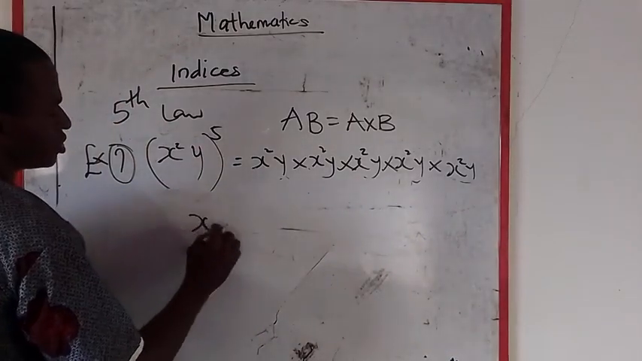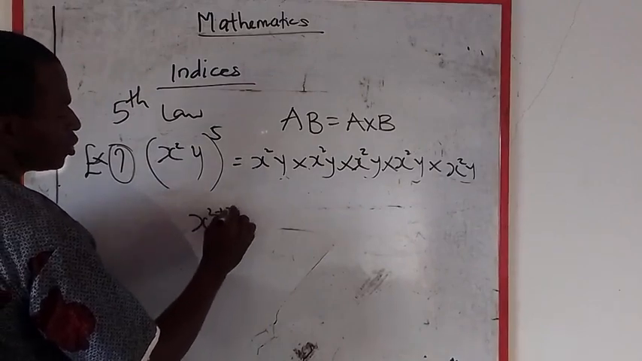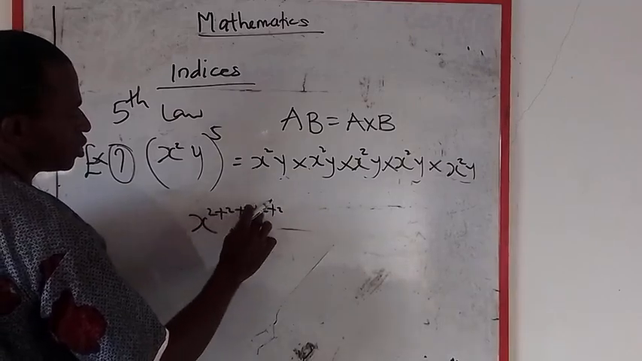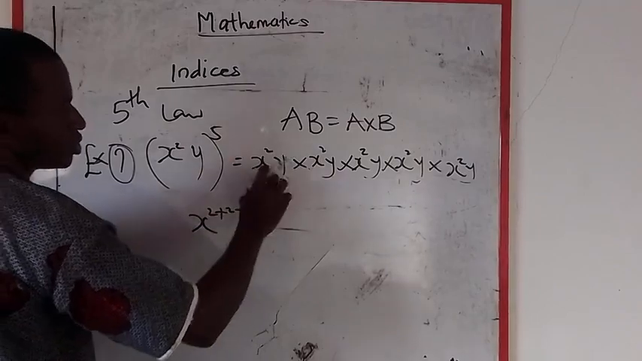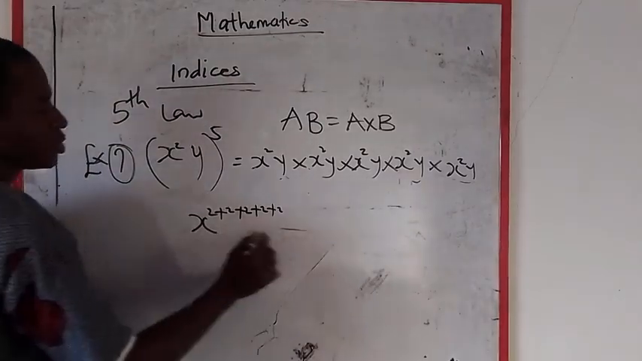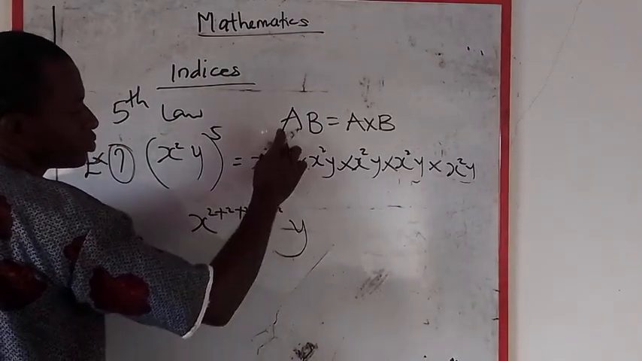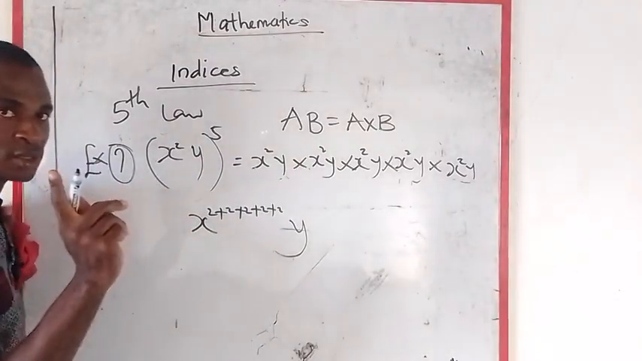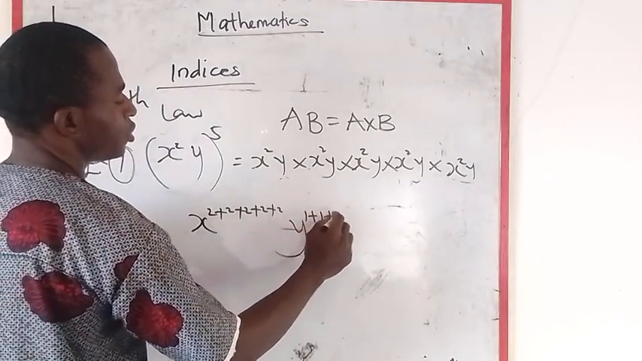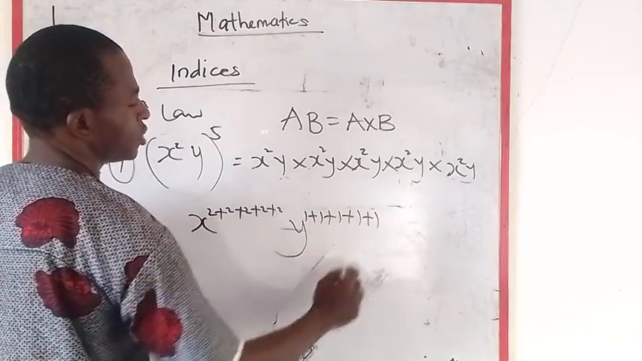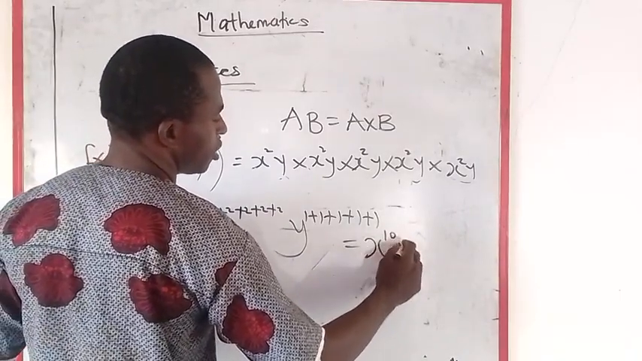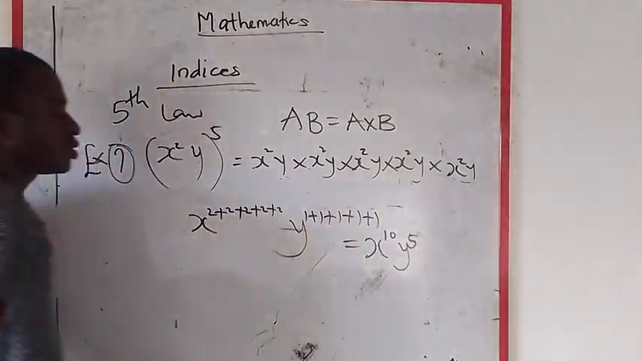Our first law tells us that for similar base, 2 plus 2 plus 2 plus 2 plus 2, 1, 2, 3, 4, 5, that is for x. Similar base, they will now say y, invisible one. Nobody tells you that there's one there, but you should know that. That is mathematics for you. 1 plus 1 plus 1 plus 1 plus 1. When you do that, you're going to have something like this: x raised to the power 10, y raised to the power 5. This is exactly what you have.